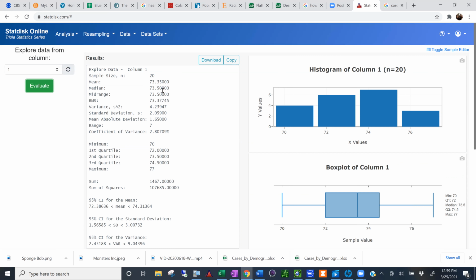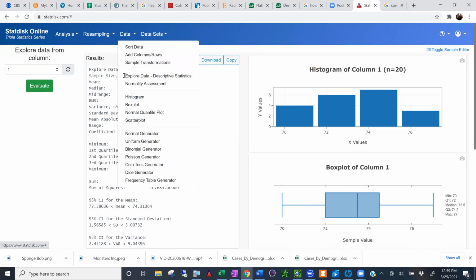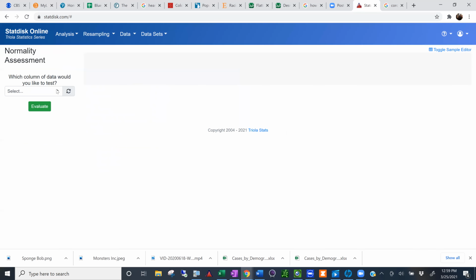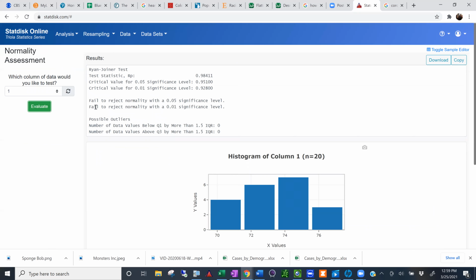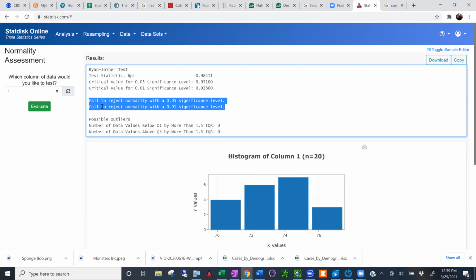But let's just move beyond that part. I mean, you really should be testing. In fact, since I've got data here, let me go one more step. Let's do a normality assessment. Here's what you're looking for. Failed to reject normality. Basically, this data set didn't prove itself bad enough that we can reject the assumption that this is a normal distribution.